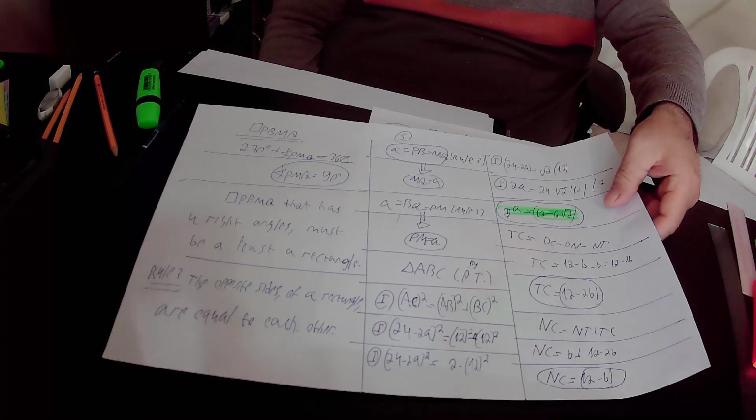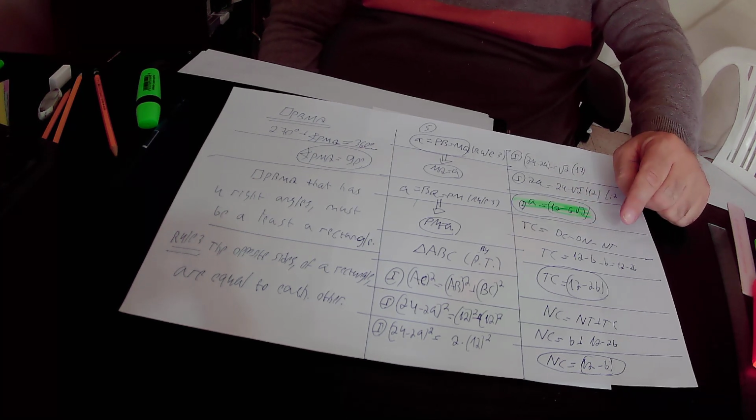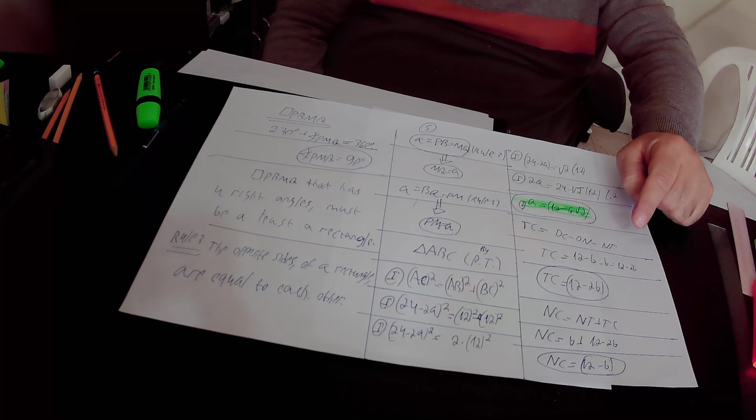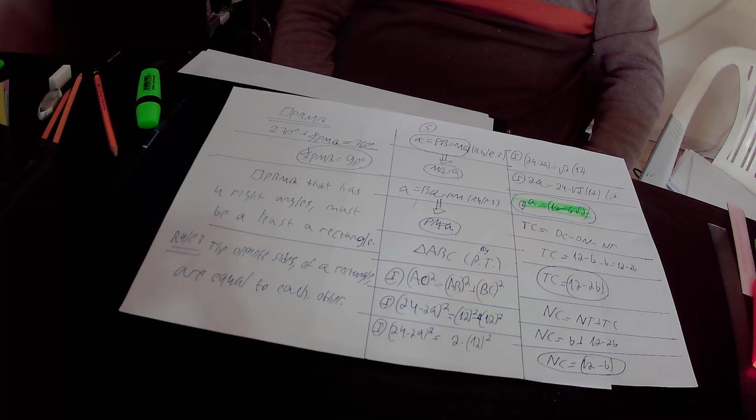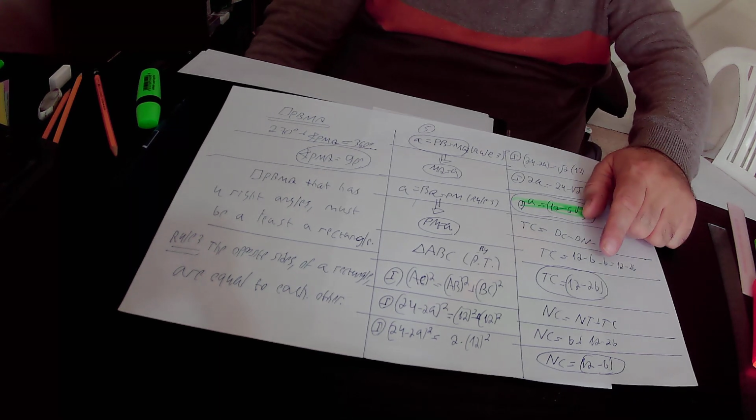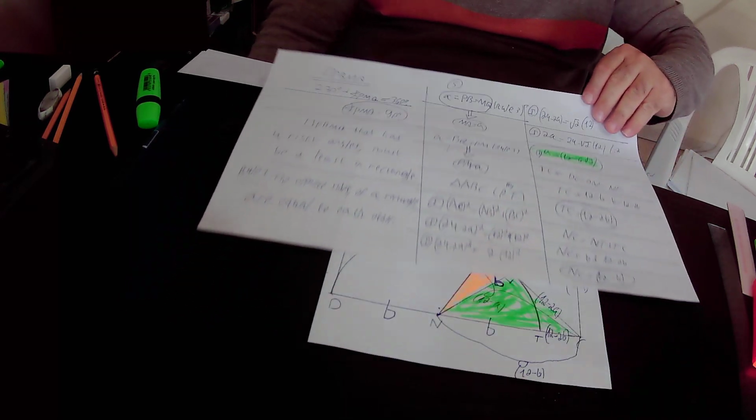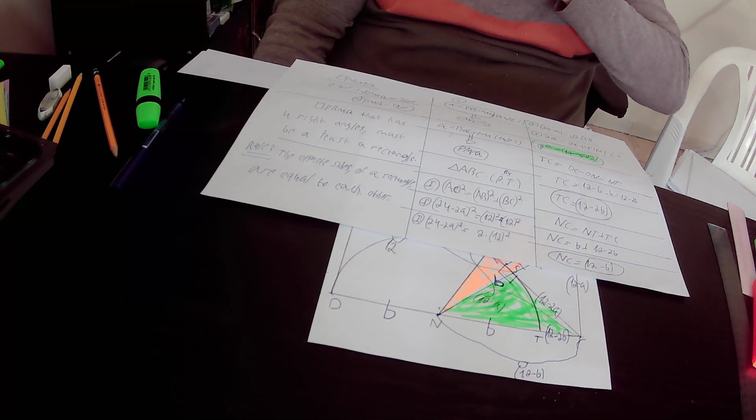Here TC equals DC minus DN minus TC, so TC equals DC, that is 12, minus DN, that is B, minus TN, that is also B. So in conclusion, we found out that TC equals 12 minus B minus B, which is 12 minus 2B. So we can write here that TC equals 12 minus 2B.